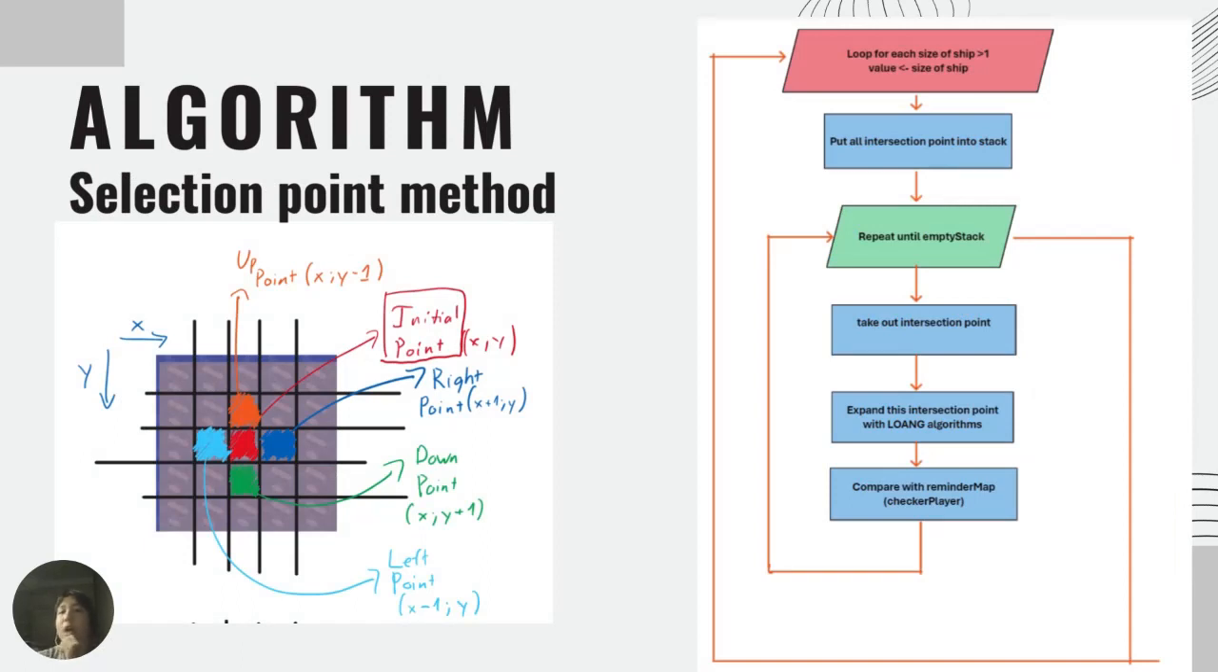So the main method for our automatic machine is here. We put all intersection points into the stack. Pick the top, explain with flood fill like ideas, compare with the reminder map, and repeat until the stack is empty. Here is the main algorithm of ours. Here is why.